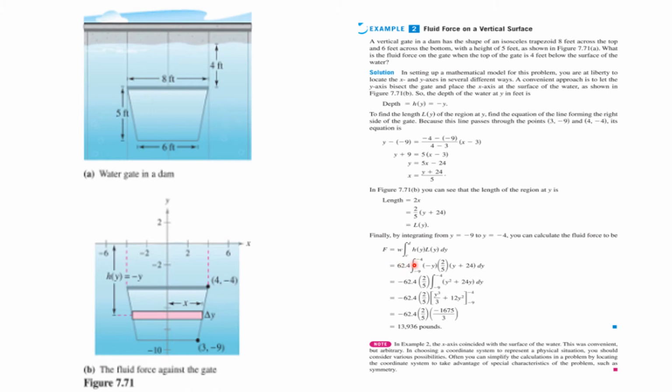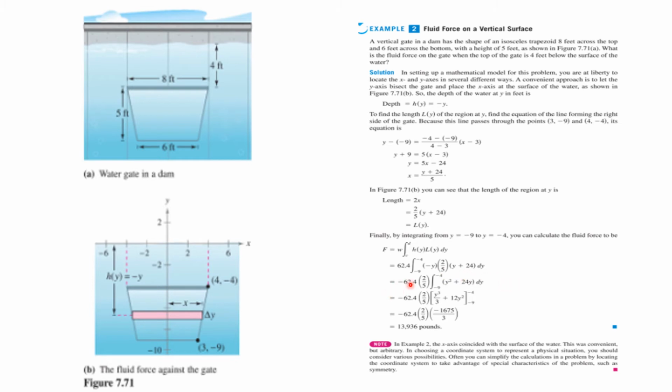I integrate from minus 9 to minus 4. H of y is minus y in my coordinate system. And then I have to put L of y, dy. Now I'm just going to pause here, but you certainly can pull out the 2 over 5 and distribute the y and do the calculation.